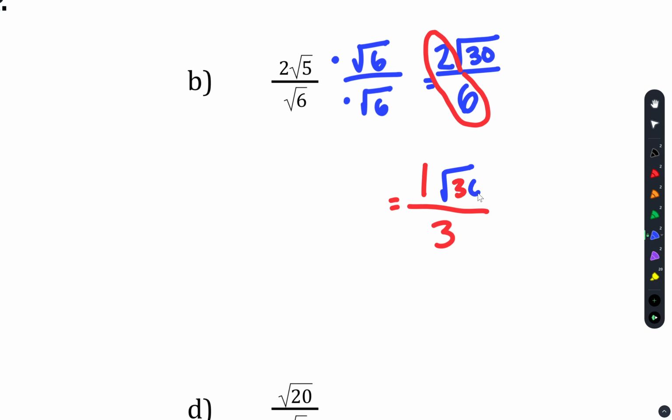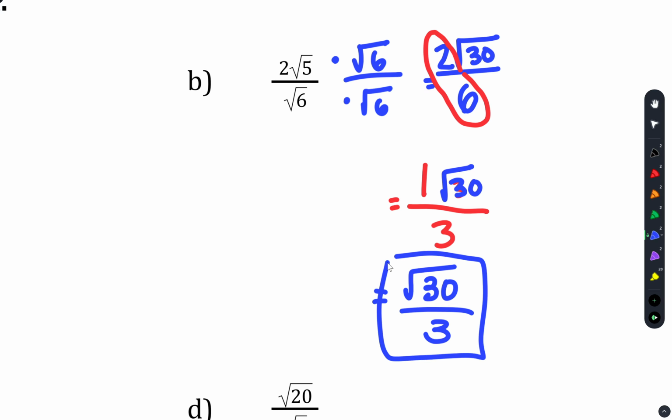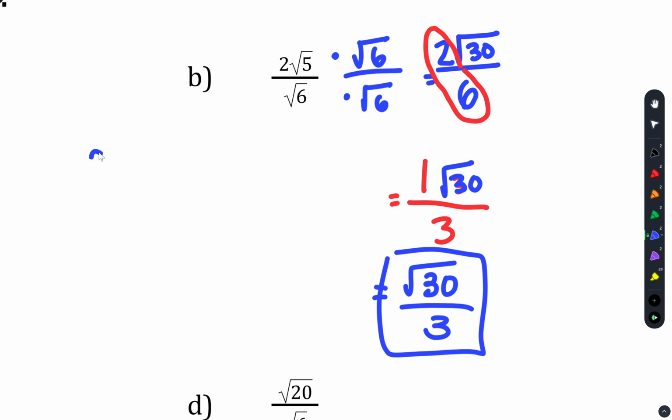You do need to reduce it all the way. You do not have to write the 1. So if you wrote this, I would accept this. But if you do not write that, if you leave it as 2 over 6, you will get points taken off because you're not simplified all the way. Improper fractions can still be reduced. So if you had 9 over 6, I would still expect to see this written as 3 over 2. Good question. Other questions on that?